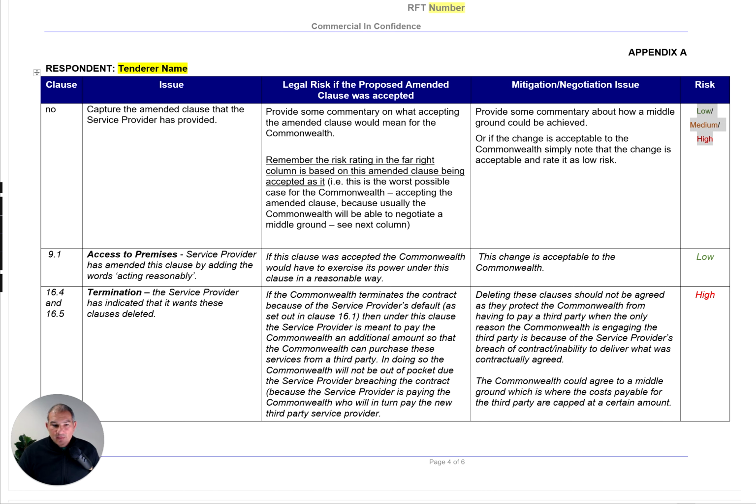But in saying that, the purpose for me of these Statements of Contractual Compliance is that you need to be consistent with all tenderers, and I think it's good to try and come up with what is the worst position that the Commonwealth could be in, and that is if the Commonwealth just accepts the change proposed by the tenderer without negotiation. So you do that for all tenderers, and you do it for all clauses that they want to change in the contract.